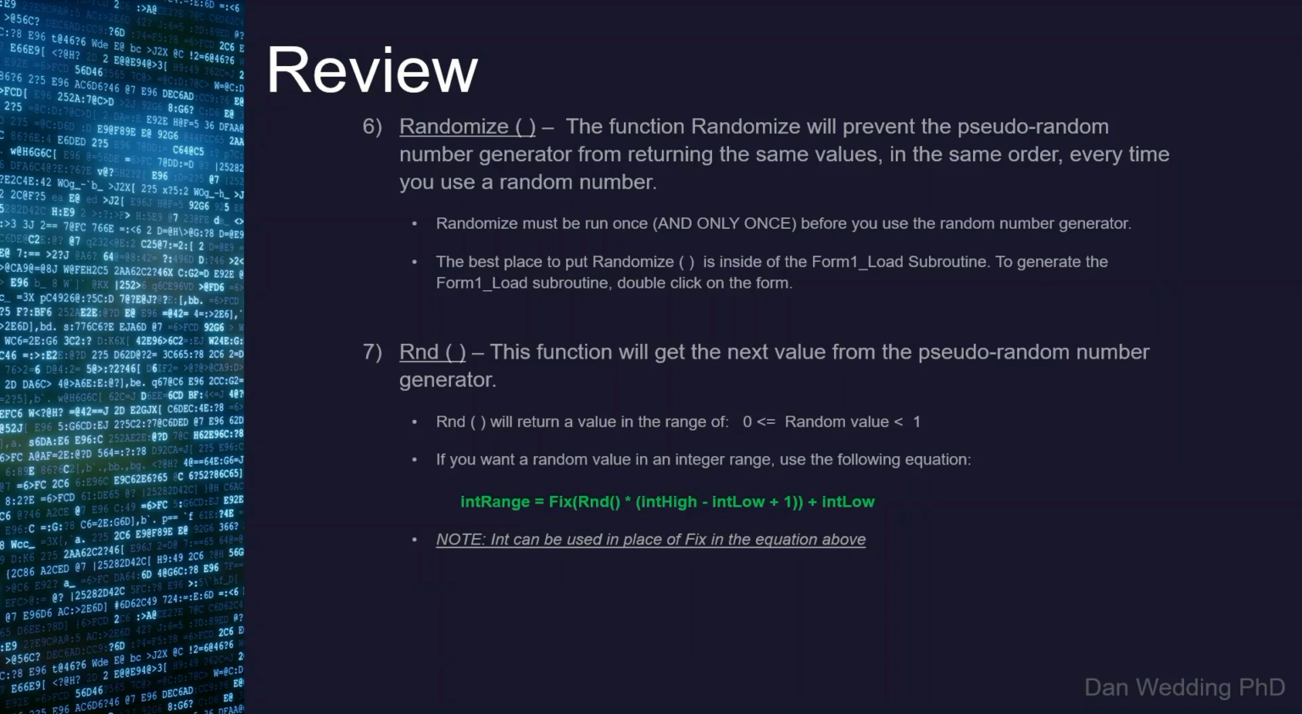This function will generate the next value from the pseudo-random number generator. Rand will return a value in the range of 0 to less than 1. If you want a random value in an integer range, use the following equation. Note, int can be used in place of fix in the equation above.